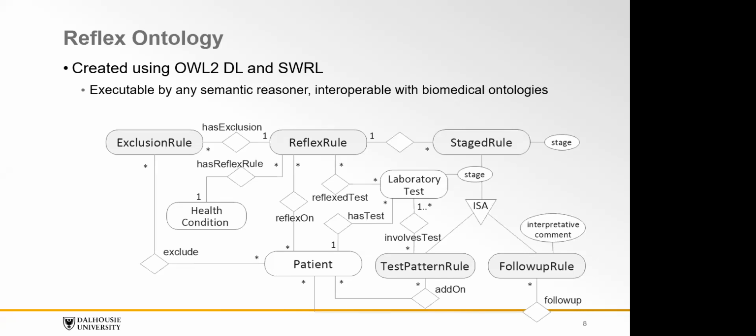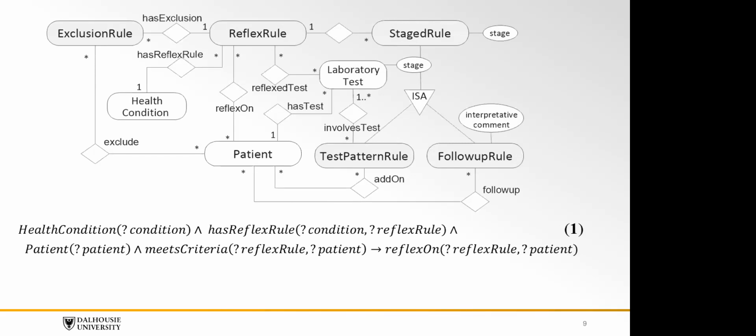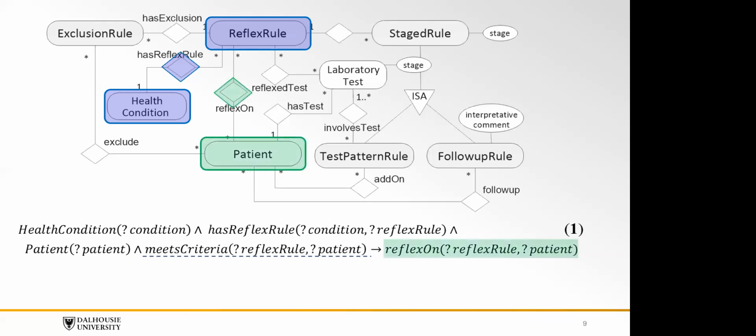So a little bit about the Reflex Ontology. We created it using OWL2DL and SWRL, semantic web rule language. So it's executable by any semantic reasoner supporting these technologies. It's interoperable with biomedical ontologies and their particular taxonomies if that is needed. So a health condition is associated with one or more reflex rules. So in our case, we have 12 or 14 reflex rules. So in case that reflex rule meets certain domain-specific criteria on the patient, then we infer that this reflex rule reflexes on that patient, right?